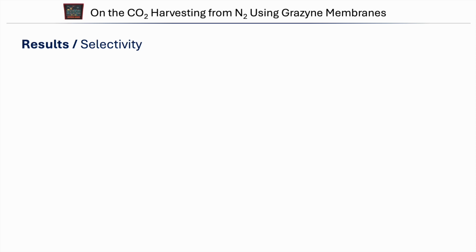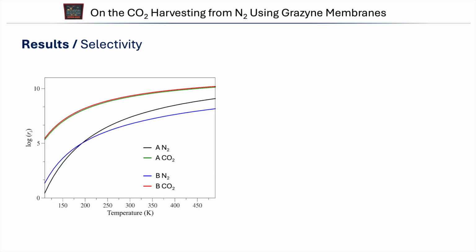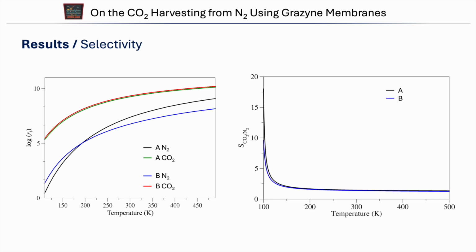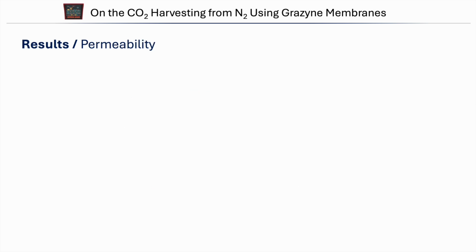Based on our DFT calculations, we found that CO2 is more likely to cross the membrane than nitrogen. This trend is supported by the rate constants. CO2 diffuses faster and appears to pass through in a shorter timescale. When looking at the selectivity, both membranes clearly favor CO2, especially at lower temperatures. In fact, the selectivity is some orders of magnitude higher for carbon dioxide compared to nitrogen, which is a very promising result.